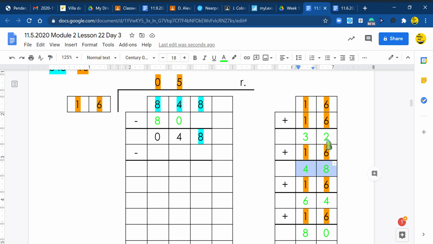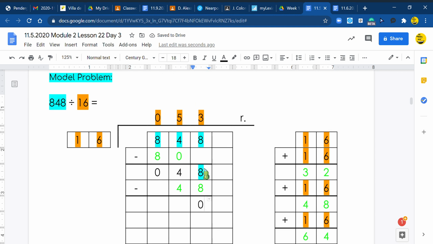I'm going to count 1, 2, 3. Up in my quotient, I'm going to put a 3. 3 times 16 is 48. And my 48 is actually a green number. And I'm going to subtract. 48 minus 48 is 0. So this problem, the answer is 53. I can make 53 sets of 16 to get 848 items.